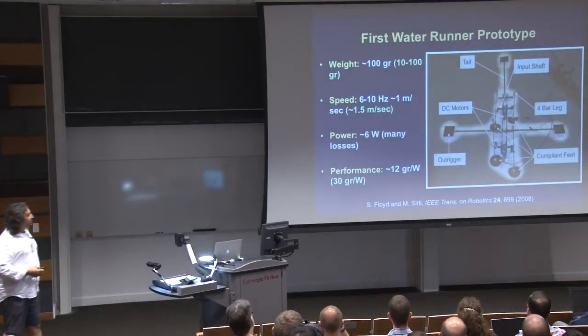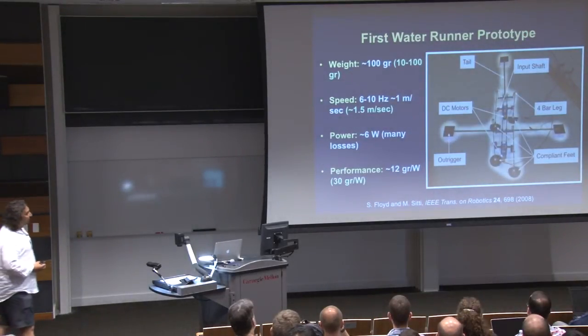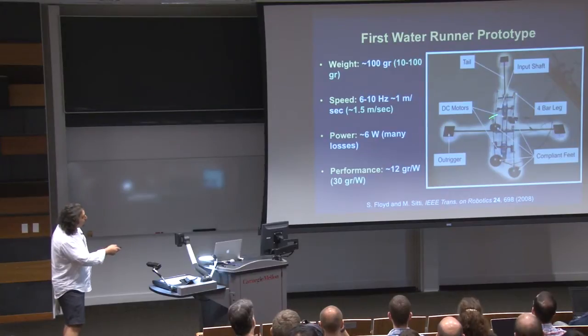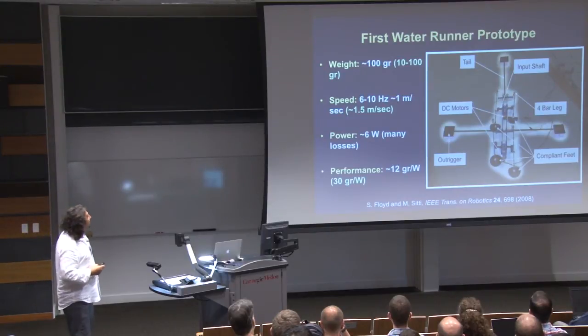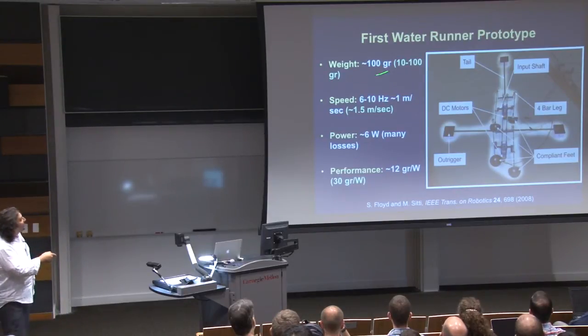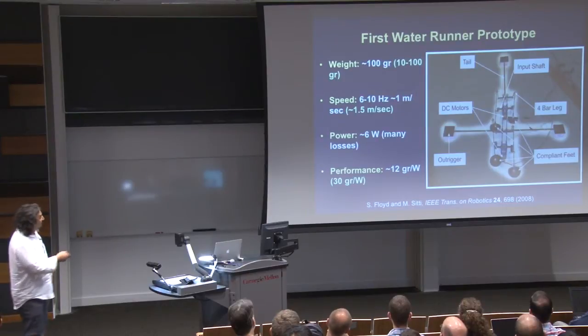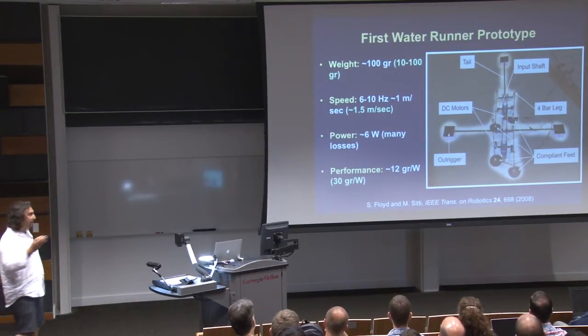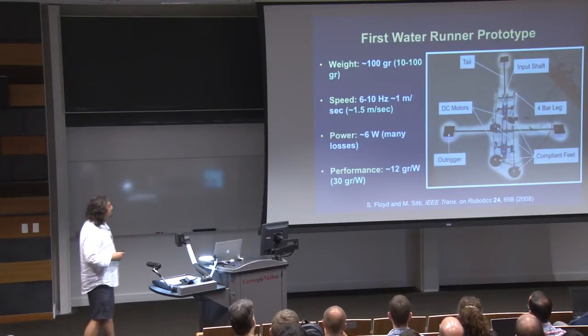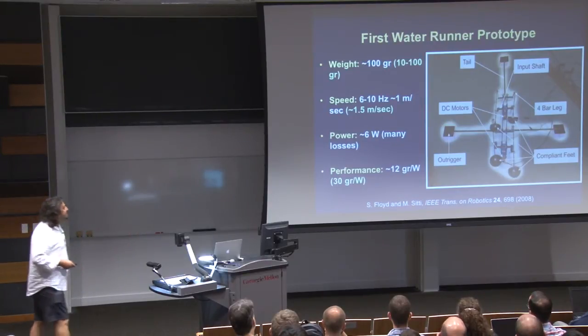So after these initial design considerations, we built this first prototype that uses 2 motors that run each pair of legs with a trotting gait, because that's the most optimal gait for this kind of speed. It weighed around 100 grams. Leg speed was on the order of 6 to 10 hertz, which gives a body length speed of 1 meter per second. And a lizard is even more than that.